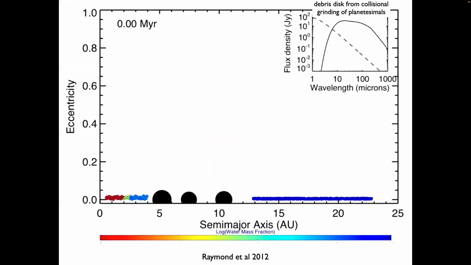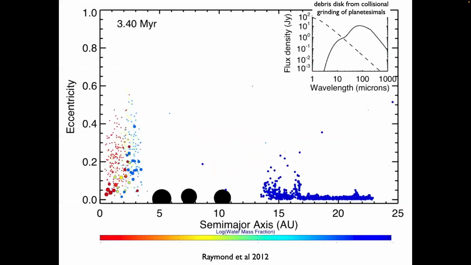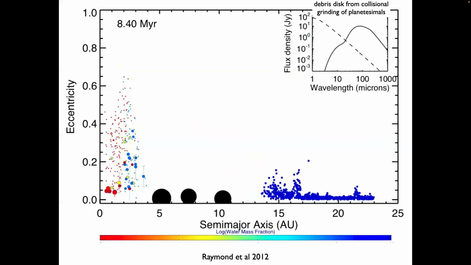And of course, they don't only eject giant planets. So I'll start this movie because it takes a little while. In real systems, there's more than just the giant planets.